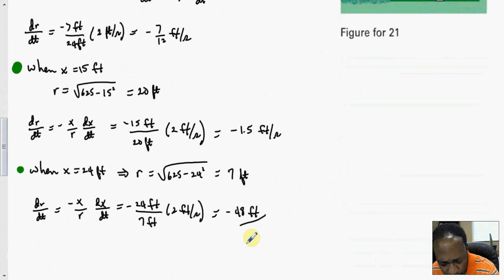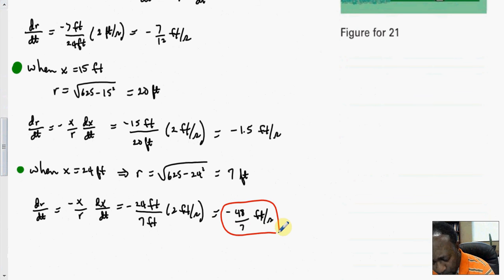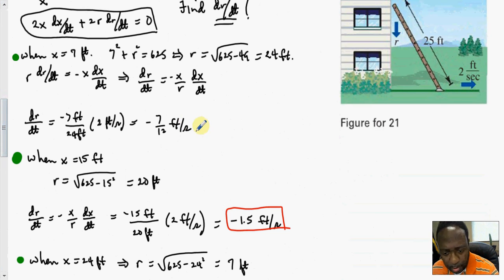And so that gives us here the negative 48 feet over 7. Let's write that a little bit better. Negative 48 over 7 feet per second. It's a little bit better. Why is it negative? Why is the rate of change negative, or the velocity? Because it's slowing down. The rate is slowing down.